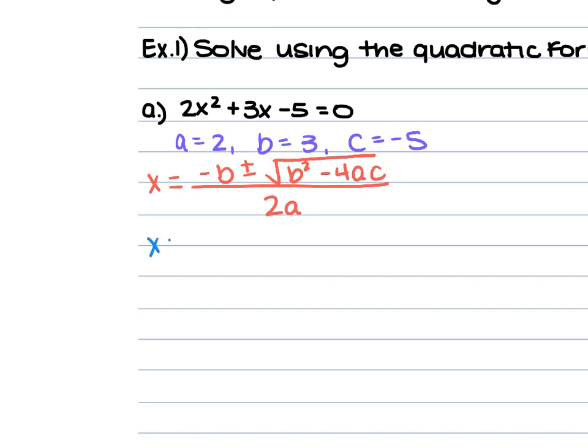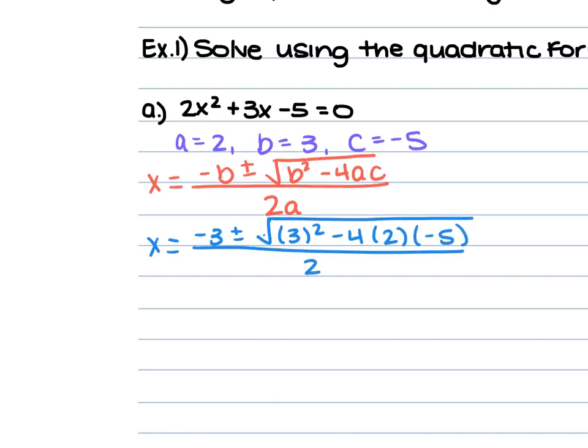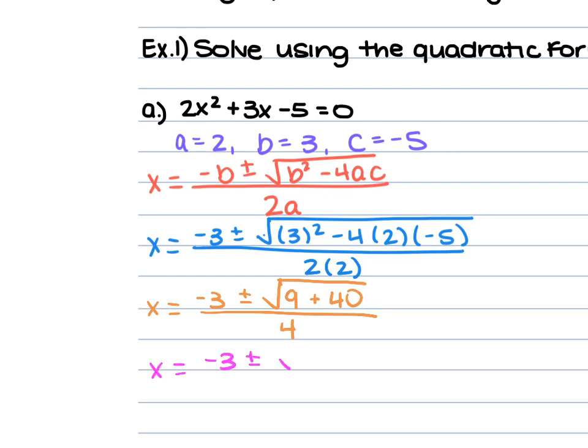So this is going to leave us with x is equal to negative 3 plus or minus the square root of 3 squared minus 4 times 2 times negative 5 all over 2 times 2. So if we simplify this, we're going to have negative 3 plus or minus the square root of 9 plus 4 times 2 is 8, 8 times 5 is 40, all over 2 times 2, which is 4. So this simplifies even further to be negative 3 plus or minus the square root of 49 over 4.